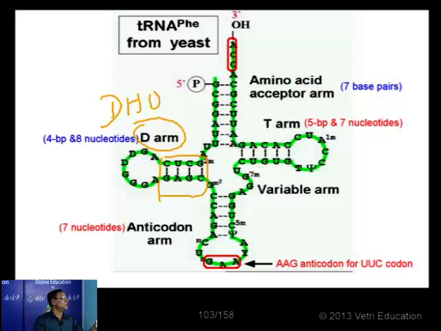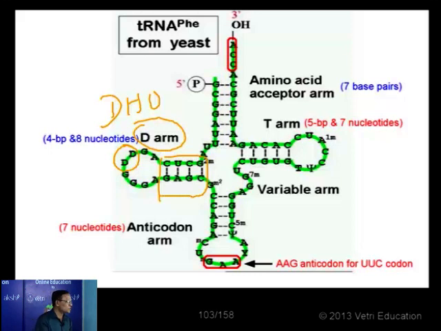So now this D form, dihydrouridine. The D form contains a stem formed of 4 base pairs and a loop. The loop is formed of 8 to 10 nucleotides, but in the tRNA which carries phenylalanine, it has only 8 nucleotides. So in that loop, we have dihydrouridine, otherwise called pseudouridine, the one which is normally developed from the uridine base.